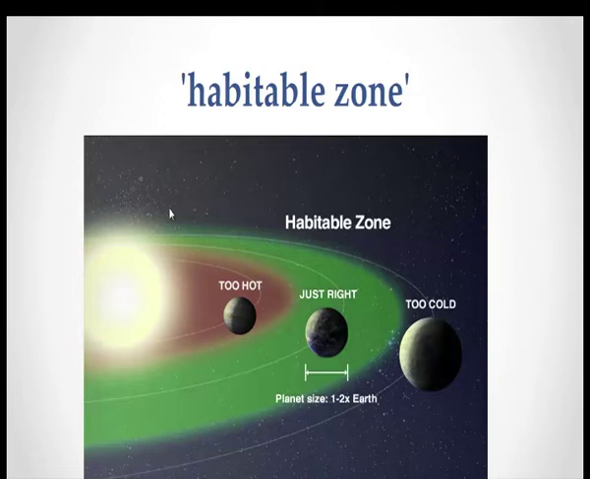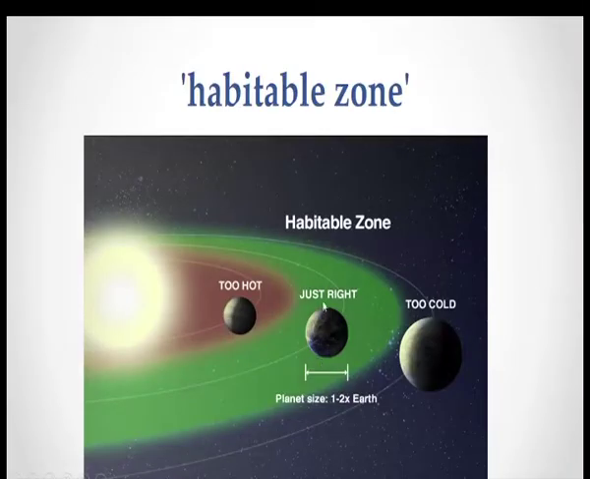So that's the meaning of habitable zone. If the temperature is too high, then living organisms cannot exist in that region, in that zone. If it is too cold, in the same case, living organisms cannot exist. And the size of the planets existing in that zone should roughly be equal to the size of the Earth. That means 2 times the size of the Earth or 1.5 times the size of the Earth.